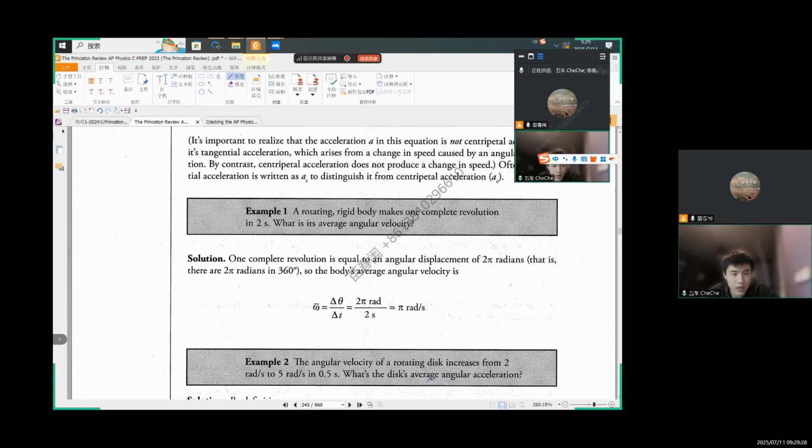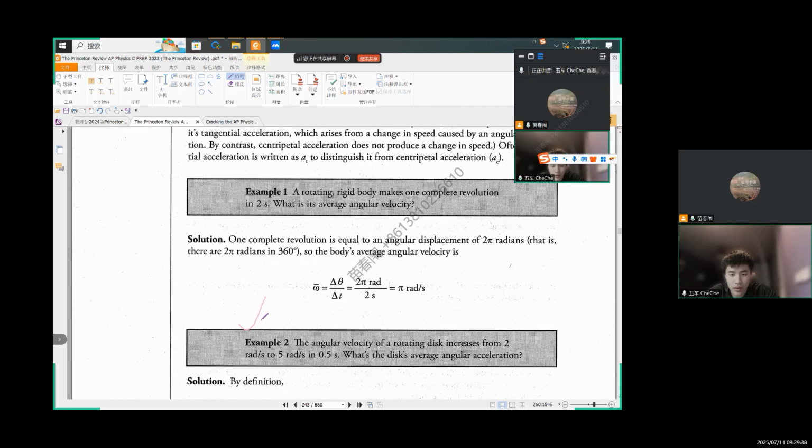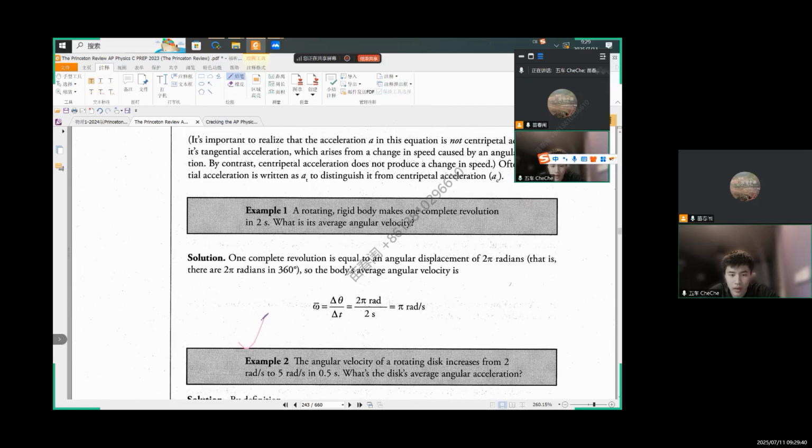Here, example 2. The angular velocity of a rotating disk increases from that to that. What is the disk's average angular acceleration? Okay, I feel like I could do this.